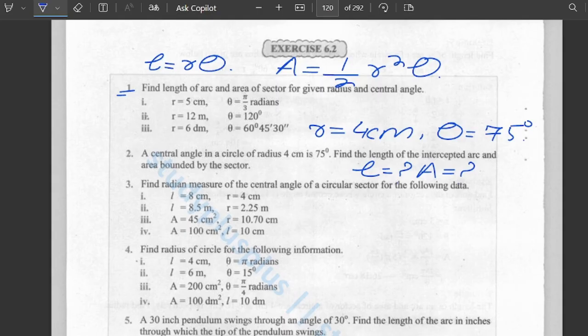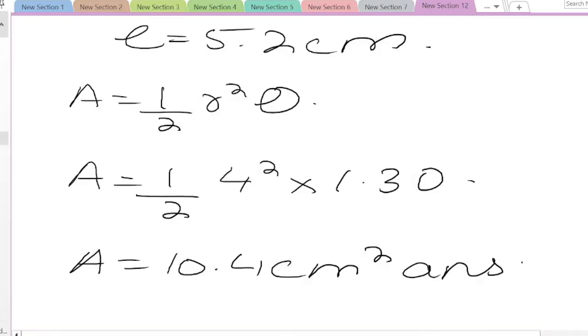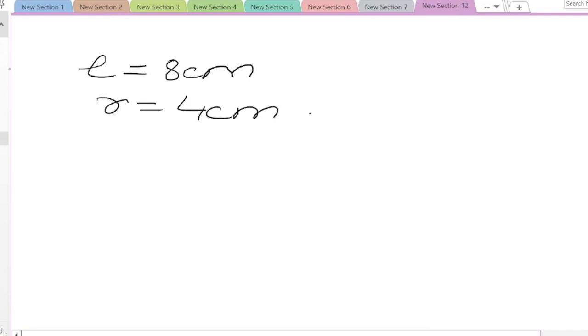Now in question number 3, we need to find the radian measure of the central angle of a circle for the following data. The length is given as 8 centimeter and the radius is given as 4. So what do we need to find? We need to find theta. Let's write the question here. The length is given as 8 centimeter, and we are given the radius, which is 4 centimeter. So we can write L is equal to r theta.